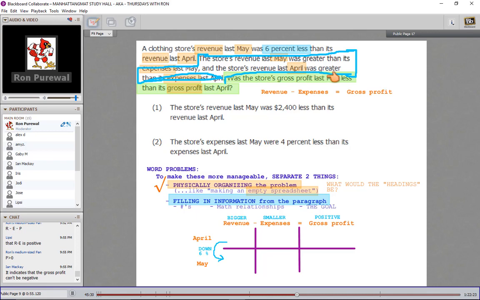And then, was the store's profit less for May than it was for April? So the goal of the problem is this column. You're just looking to compare the two boxes in that column. So the goal is the bottom box less than the top box.